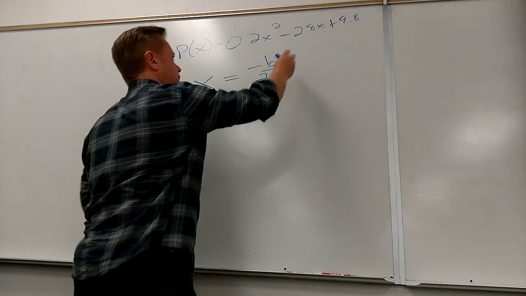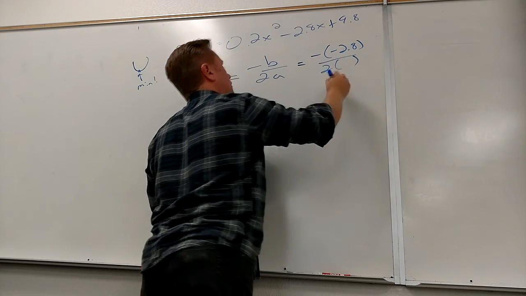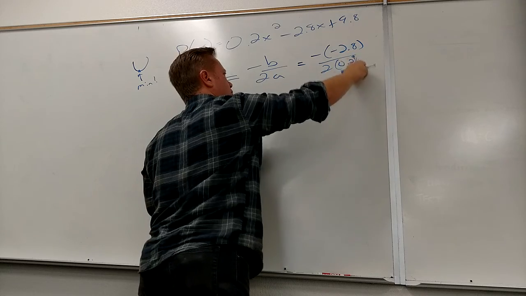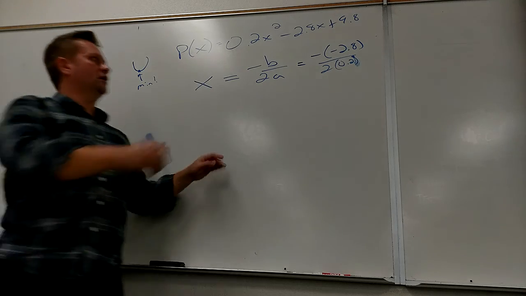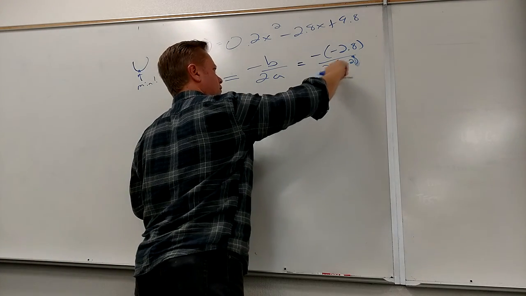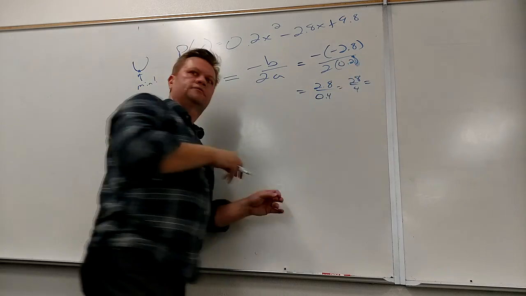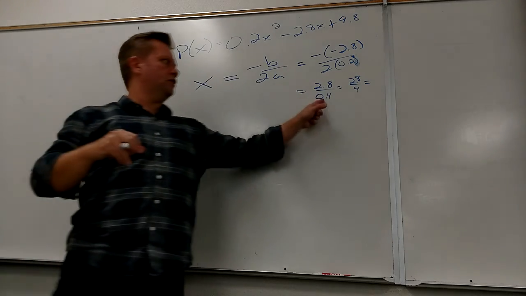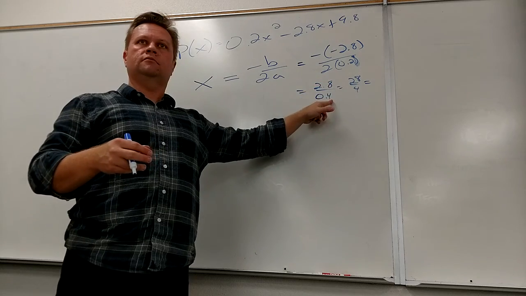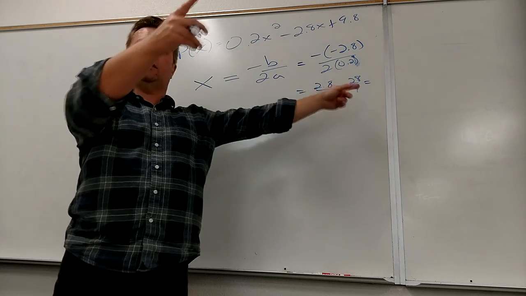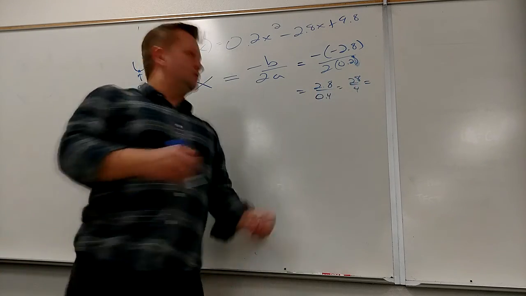So what's b in this case? Negative 2.8. And what's a? 0.2. Good. So how do I do that? I get 2.8 over 0.4, which is 28 over 4. How did it get from here to here? What did I do? Really I multiply by 10, top and bottom. That's completely legal, which moves the decimal, so now it's just 28 divided by 4, which is 7. I love you guys.